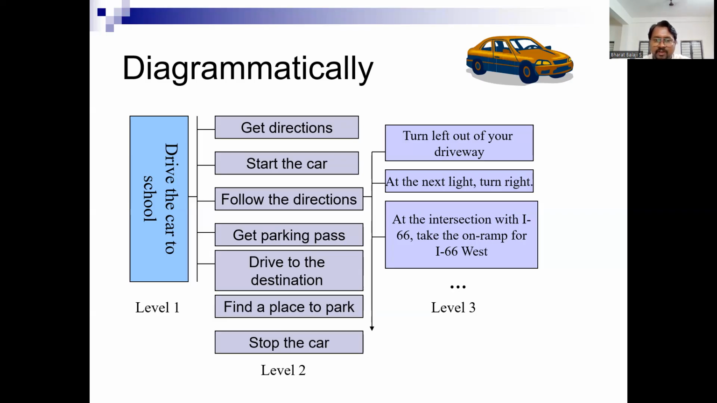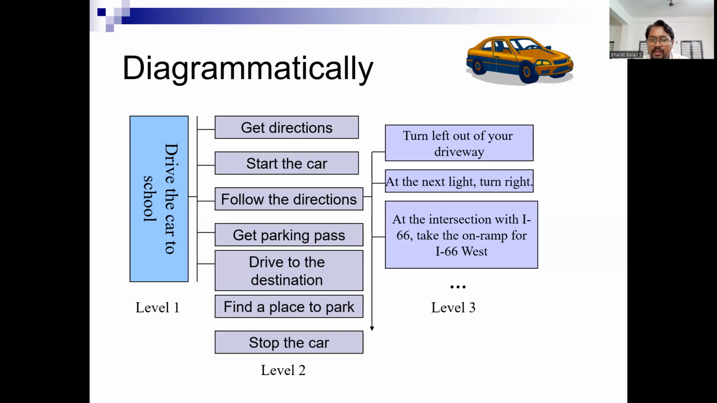How you drive is nowhere related. Coming to the second level, we need to get the directions from where to where. In a particular direction only you have to come here. Those directions are: start the car, follow the directions as GPS shows, and get the parking pass. Then drive to the destination, find a place to park, and stop the car. So these are the steps allocated in level 2 of abstraction.